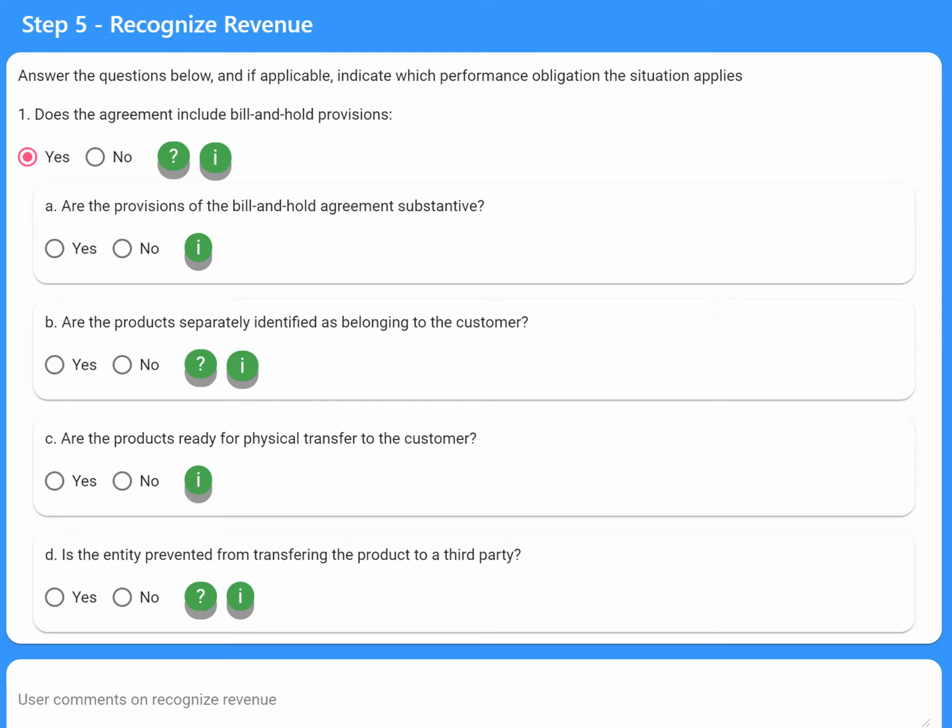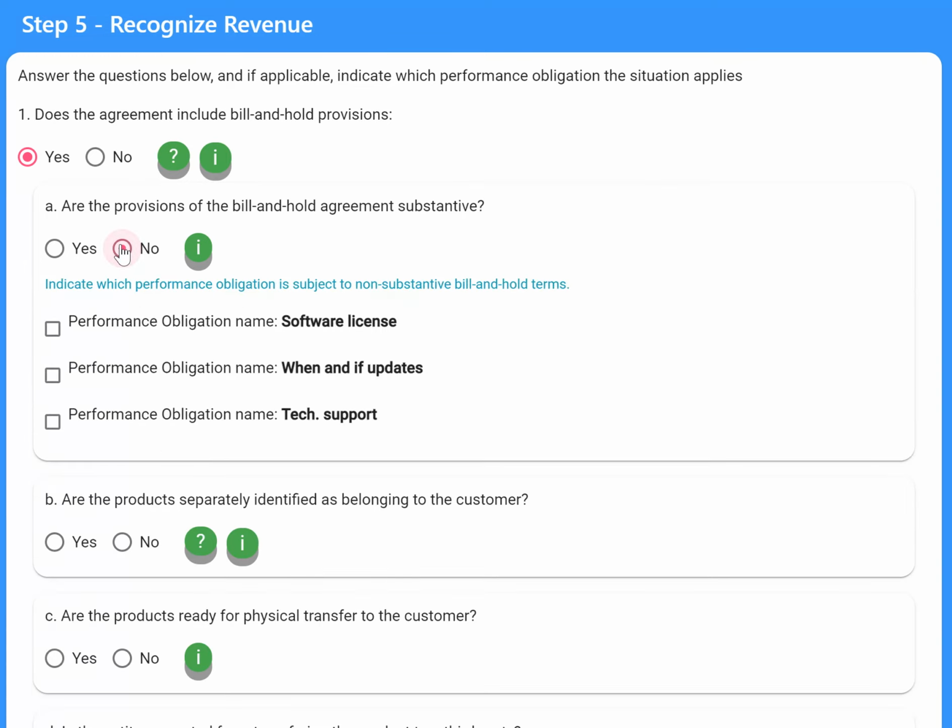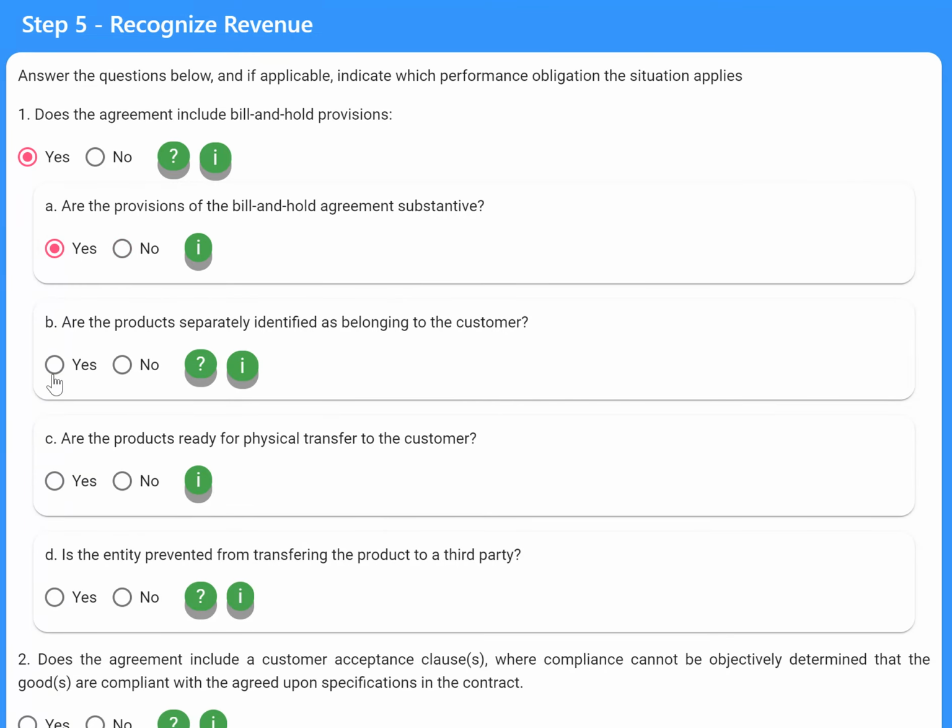What would happen if you were to answer, are the provisions of the bill and hold agreement substantive, for example? If you say no, they're not substantive, you are going to be flagged by the software to identify which performance obligation the non-substantive provisions relate to, and for that performance obligation, you would not be able to recognize revenue. For purposes of the example, I'm going to go ahead and say yes to these questions here, and then we can move forward.